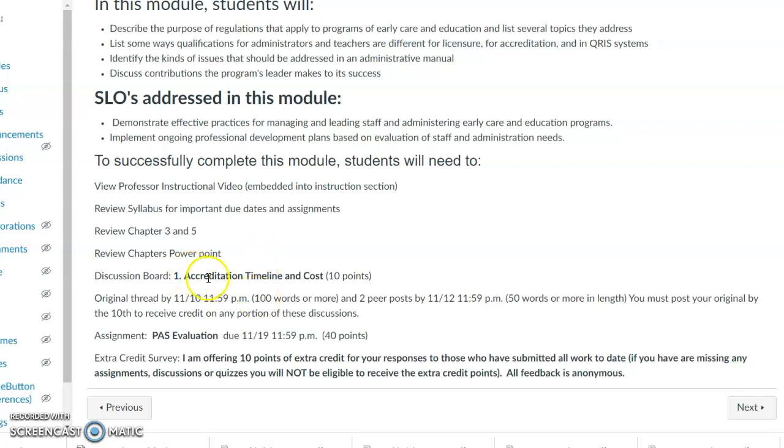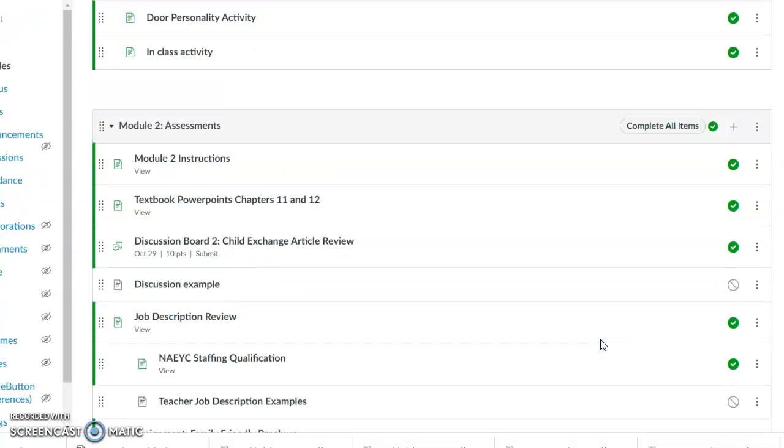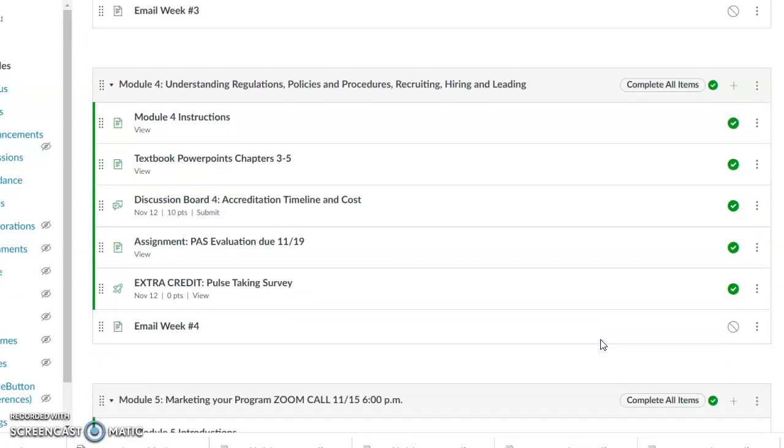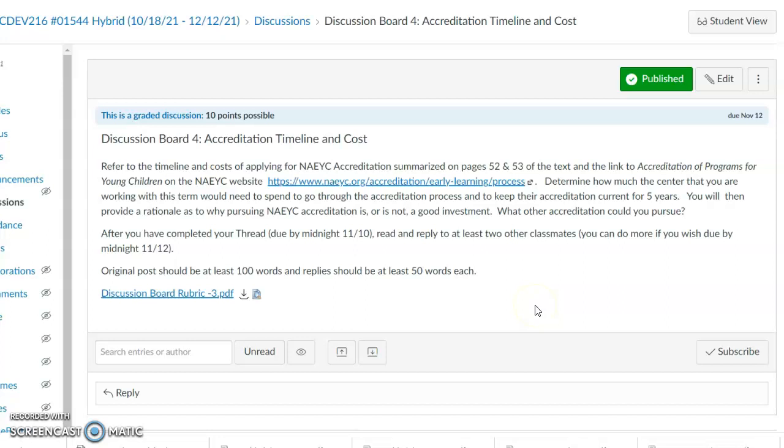But let's go back to the accreditation timeline and cost. Let's go into that discussion. Go back down to module 4. Here is the discussion. Okay, so you're going to refer to a timeline and cost of applying for NACCE accreditation that summarizes it on pages 52 and 53 of our textbook. And again, you have the link to the book, right? And here's the website for NACCE.